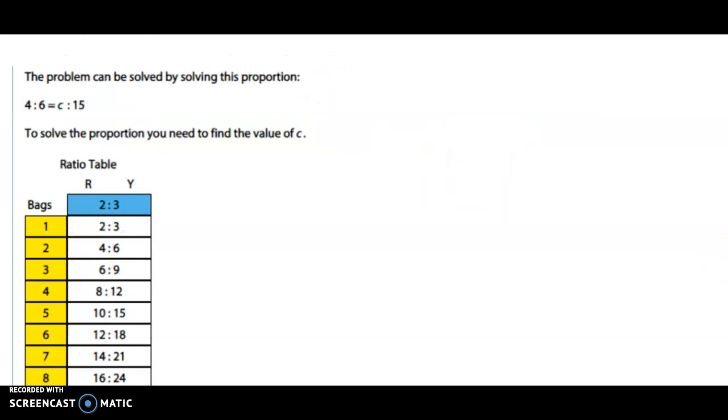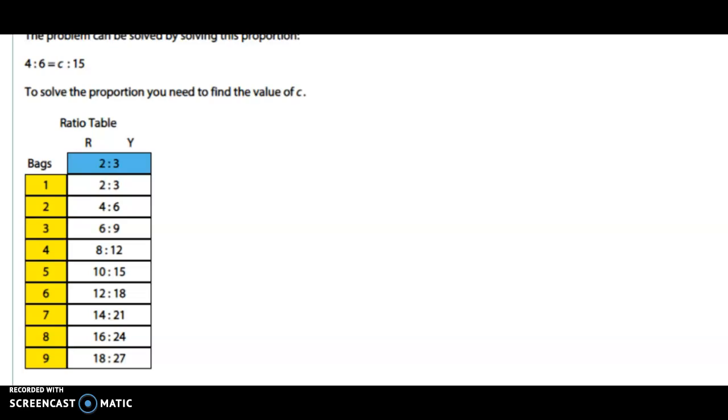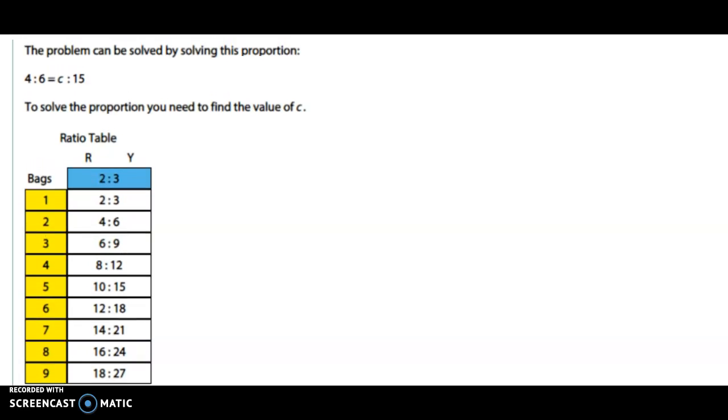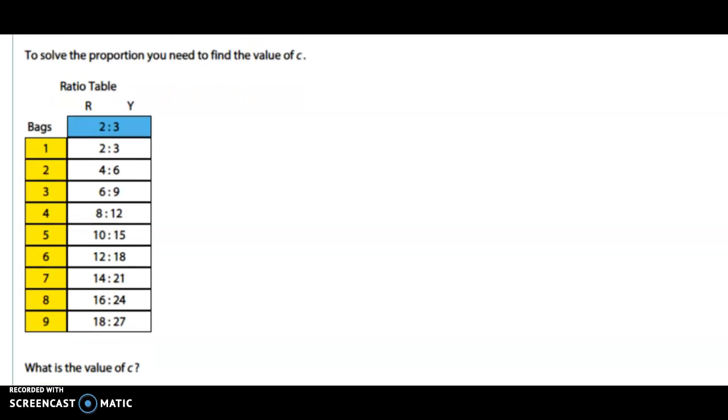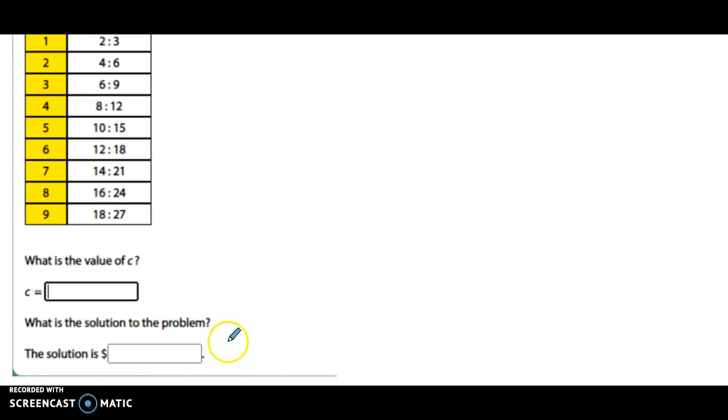Okay, this problem can be solved by solving this proportion. I wanted to point this one out. This doesn't look like any of the other examples, but this is going to be the same answer. So this question is, what is the value of C? When you work out the factor puzzle and you get an answer, that is also the same answer as the solution to the problem.